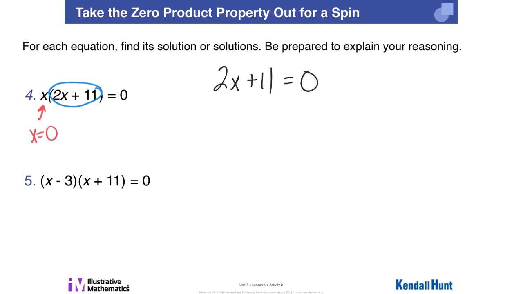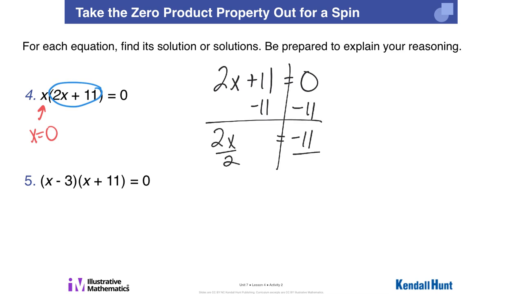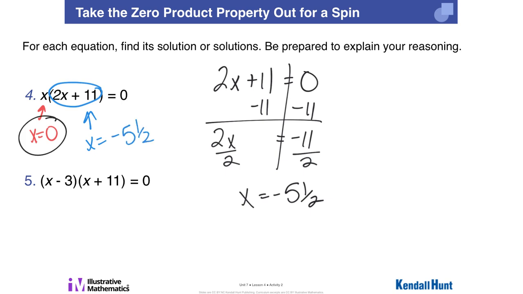So I'm just going to set up my own little equation off to the side, and we're going to solve it. This should look familiar from one that we just did. And we get x to be negative 5.5. So the other solution is that x could equal negative 5.5. So there's two solutions here. X could be 0, or x could be negative 5.5, and the whole equation will equal 0.